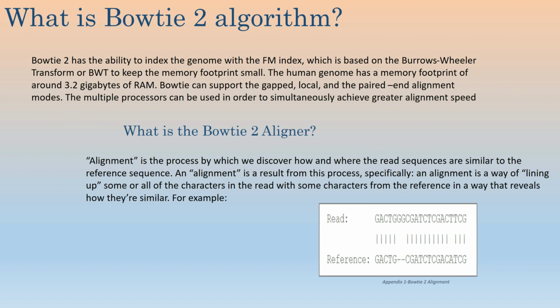So what is the Bowtie2 algorithm? Bowtie2 has the ability to index the genome with the FM index, which is based on the Burrows-Wheeler transform, to keep the memory footprint small. The human genome has a memory footprint of around 3.2 gigabytes of RAM. Bowtie can support the gapped, local, and paired end-to-end alignment modes. Multiple processes can be used in order to simultaneously achieve greater alignment speed. Below is an example of what the Bowtie2 aligner looks like.